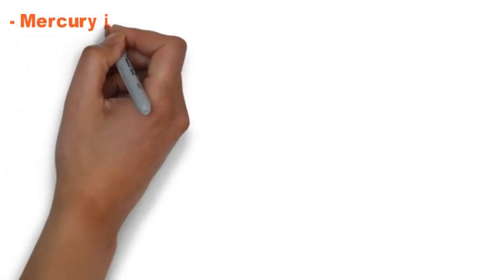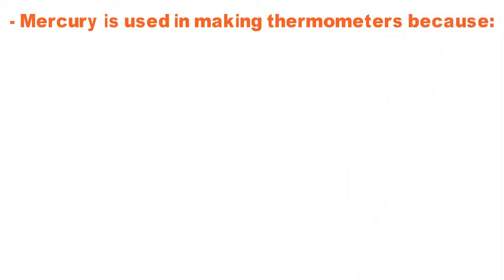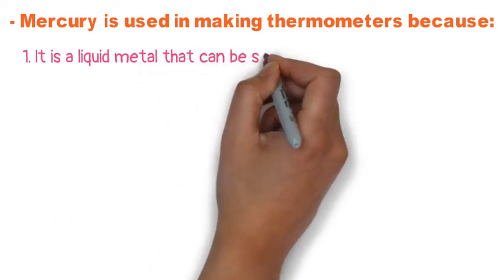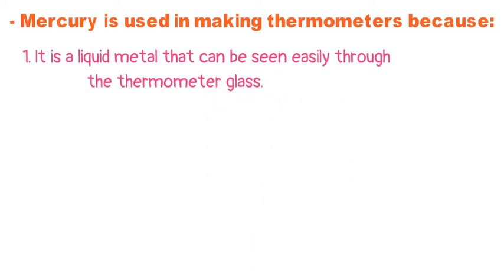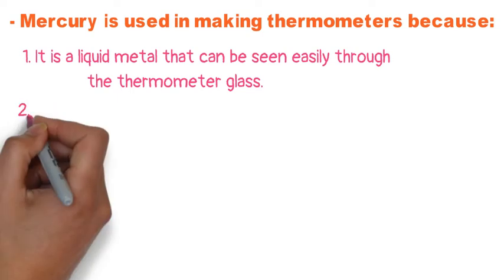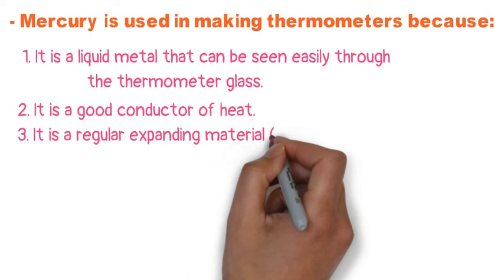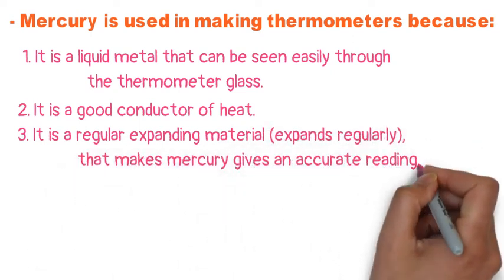So why do we use mercury in making thermometers? We use mercury in making thermometers because, first, mercury is a liquid metal that can be seen easily through the thermometer glass. Why? Because it's a liquid metal, it has a metallic luster, so it can be seen easily through the thermometer glass. Second, it's a good conductor of heat. Third, it's a regularly expanding material, or it expands regularly. That makes mercury give an accurate reading.